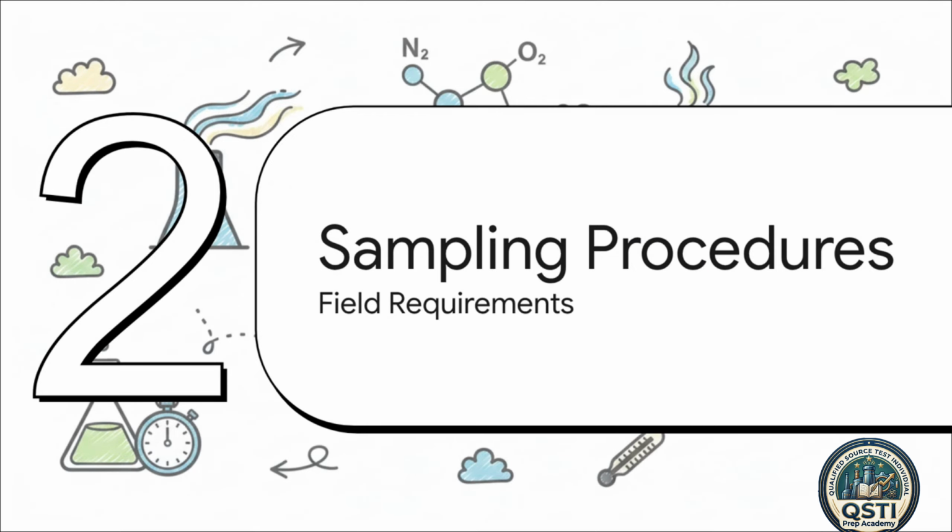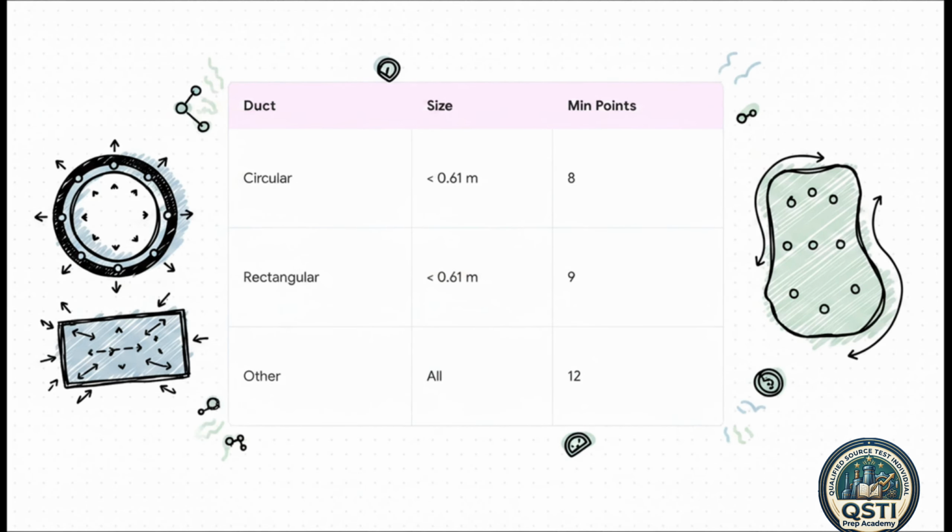Okay, let's transition over to field sampling procedures. If you're out there doing multi-point integrated sampling, I need you to lock these numbers into your memory right now. The minimum traverse points depend entirely on your duct's size and shape. For circular stacks less than 0.61 meters, that's 24 inches in diameter, you need a minimum of 8 points. If it's a rectangular stack under that same equivalent diameter, it's 9 points. For literally everything else, it's a 12-point minimum. Trust me, they love to test you on these exact thresholds.